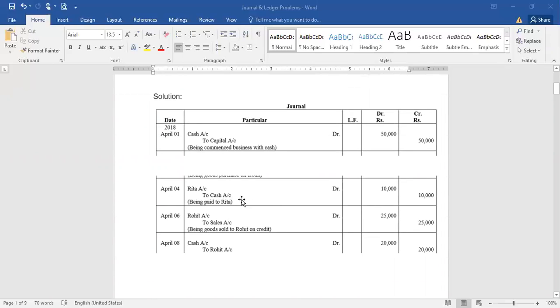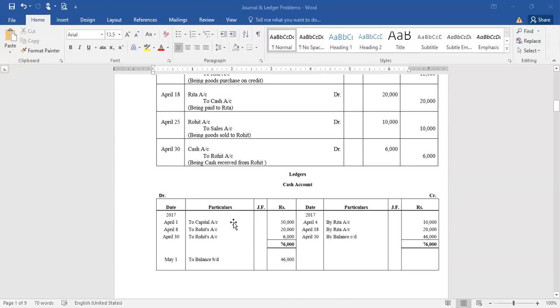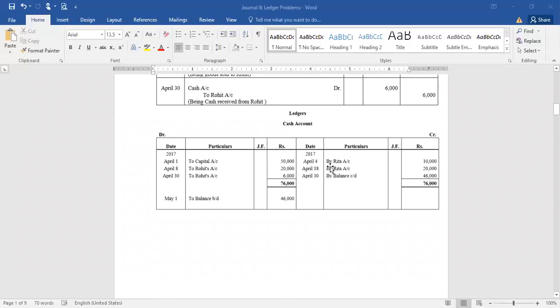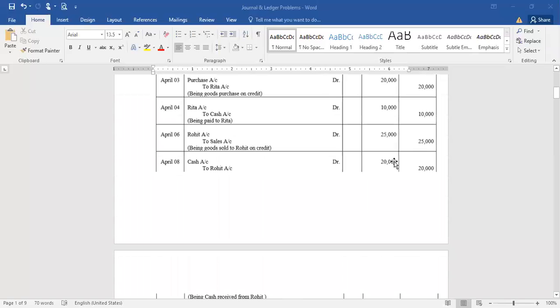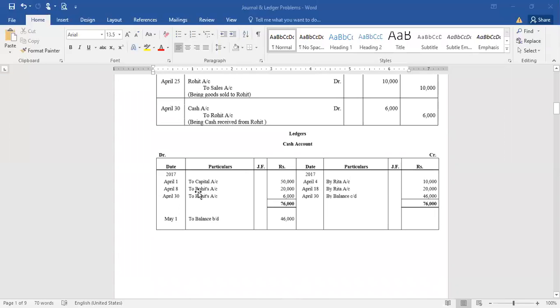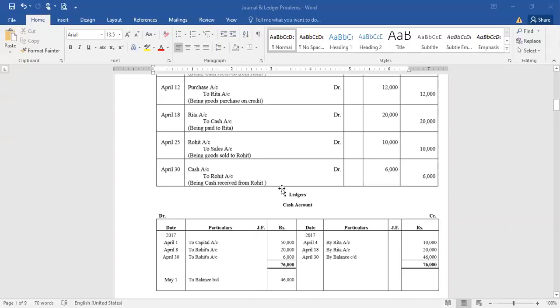On April 4th, that is Rita account debtor to cash account. Cash account here is credited, Rita's account here is debited. So in the ledger, Rita's account will appear on the credit side, by Rita account rupees 10,000. And another one, cash account debtor to Rohit account. Cash account is debited, Rohit account is credited. In the ledger, it will appear on the debit side, to Rohit's account rupees 20,000.